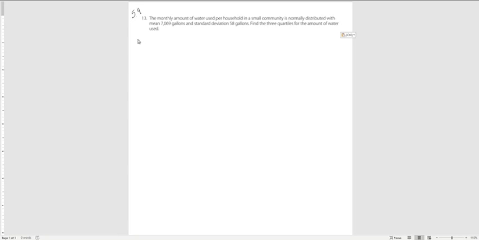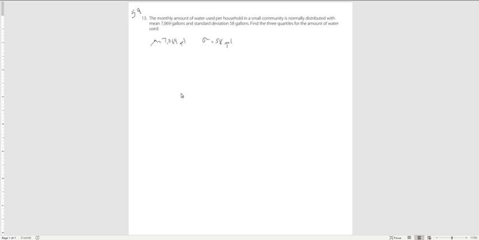Chapter 5, Section 4, problem number 13. The monthly amount of water used per household in a small community is normally distributed with mean, let's put the mean here, mean is 7,069 gallons, and standard deviation of 58 gallons. Find the three quartiles for the amount of water used.